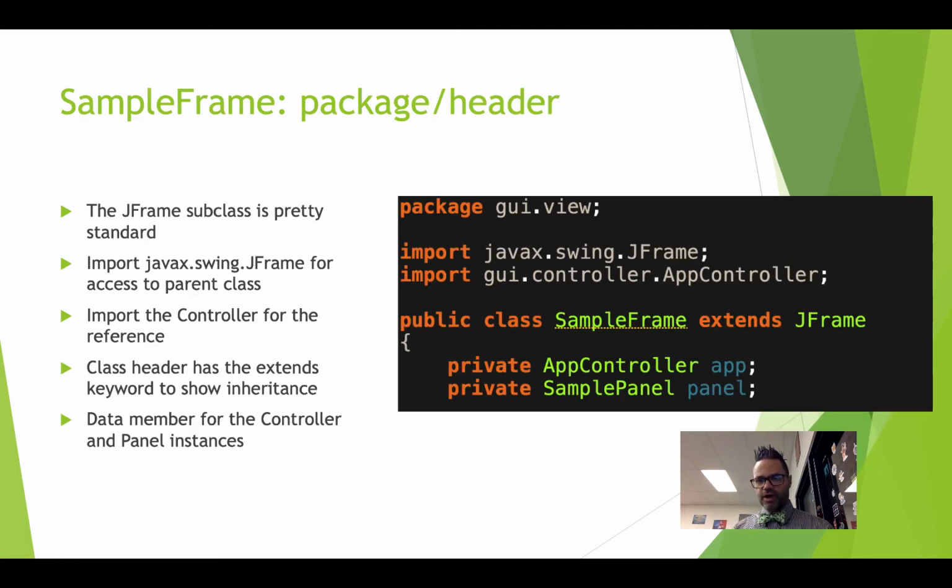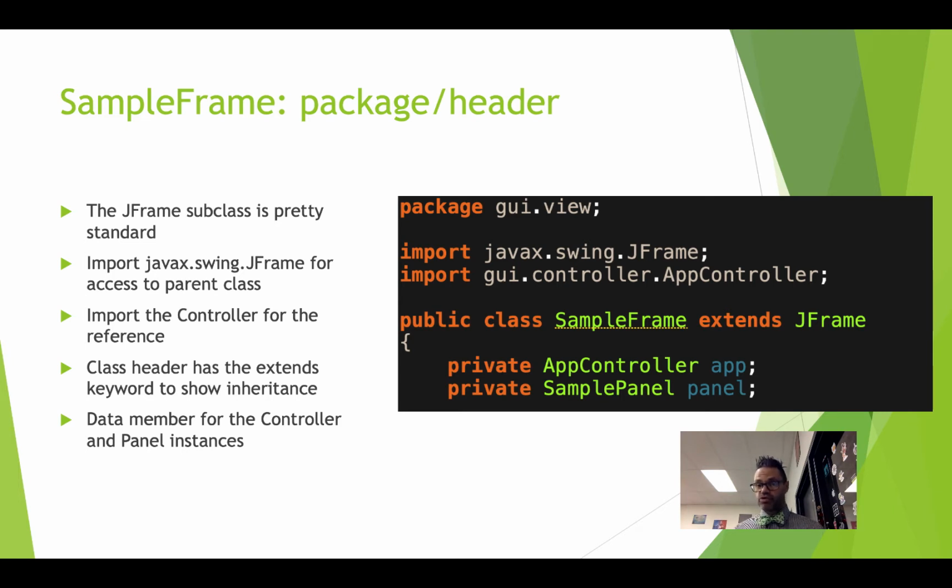Okay, SampleFrame. Now, we've talked about the frame package before in class and some other lectures. The frame class is almost like the main. Once you make your frame, you never change it. The sample frame class is the same kind of thing. A JFrame subclass is really basic. We're not going to change a lot. It's pretty standard. It's almost as standard as the runner class, where it's just going to be the exact same code every single time.